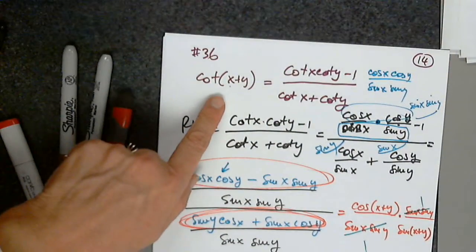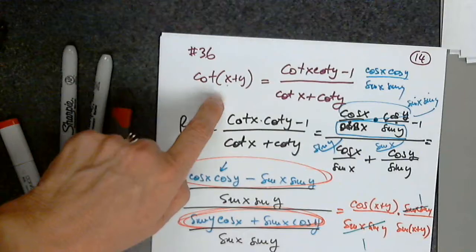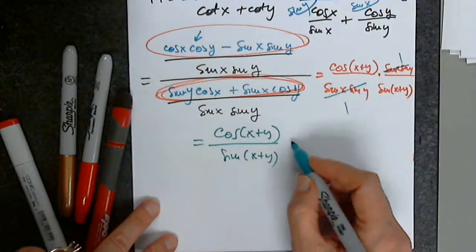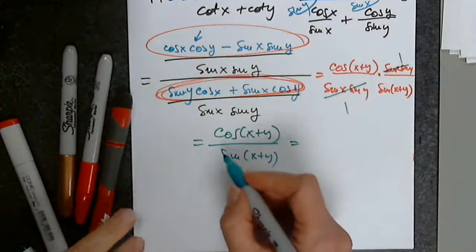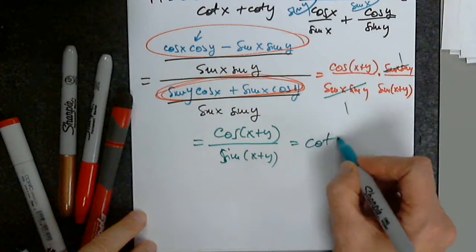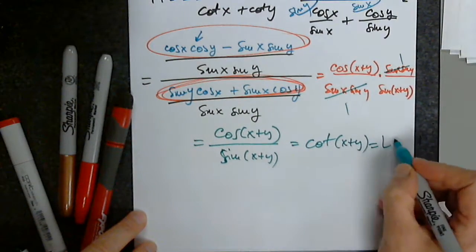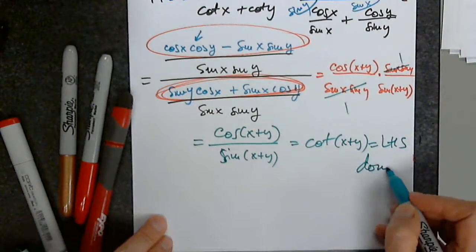And I can always look to the left-hand side and see where I'm going. So what does this mean? That means it is tan of cotangent, which is the left-hand side. And it's done.